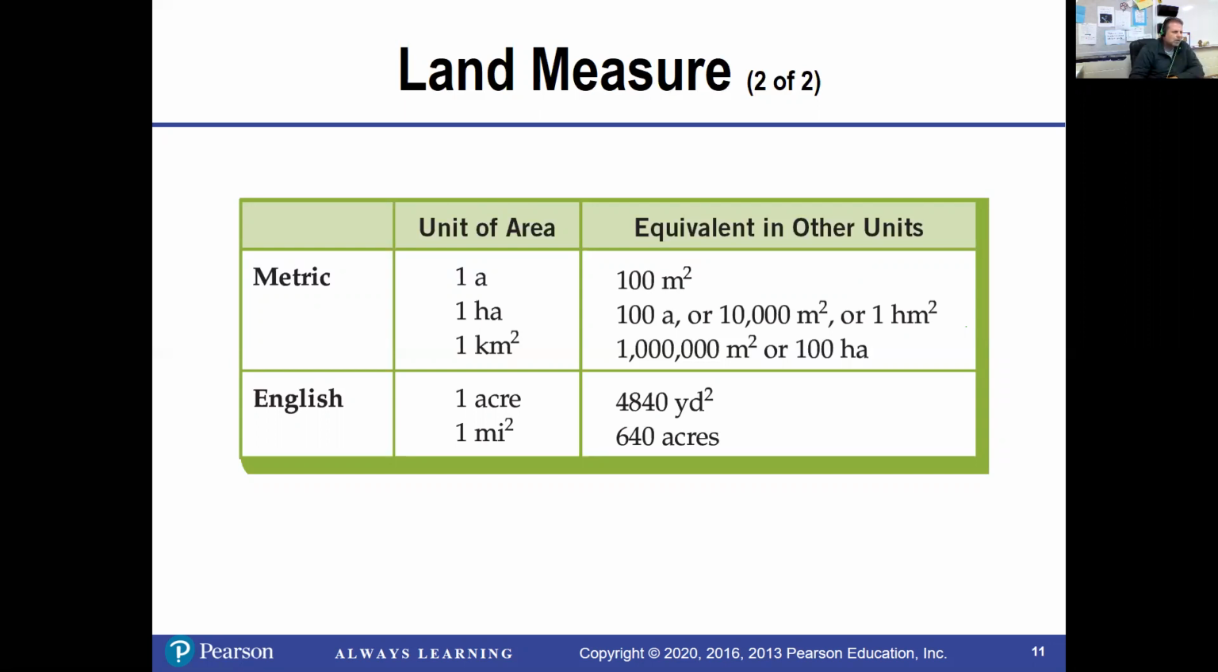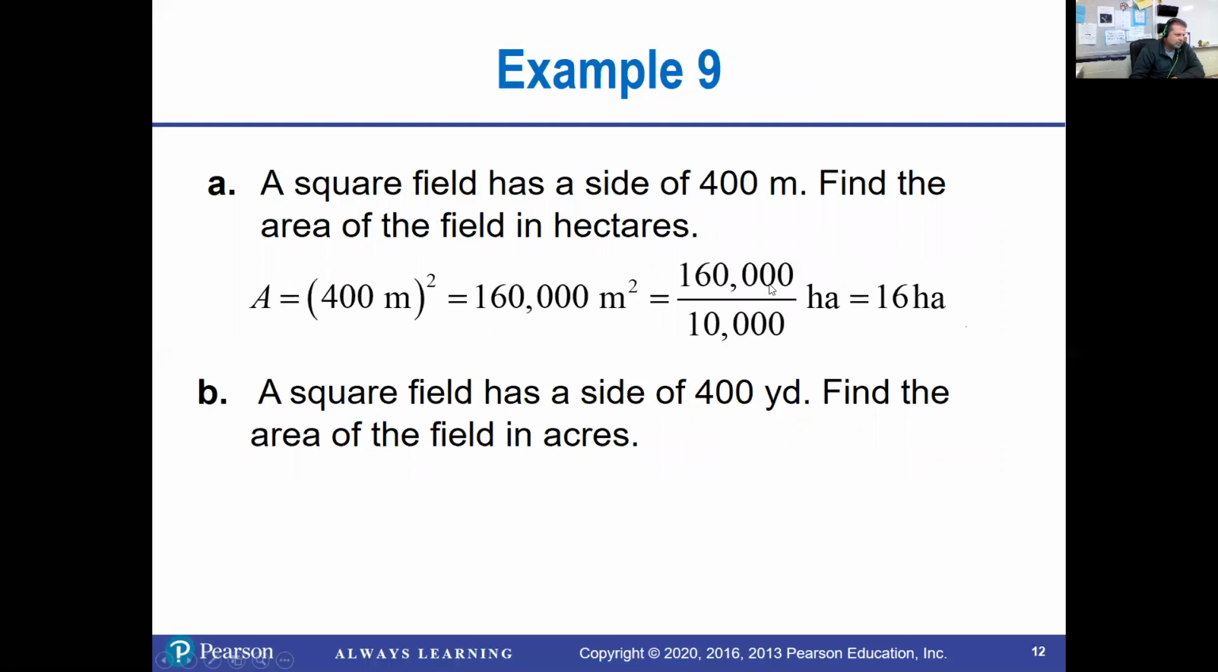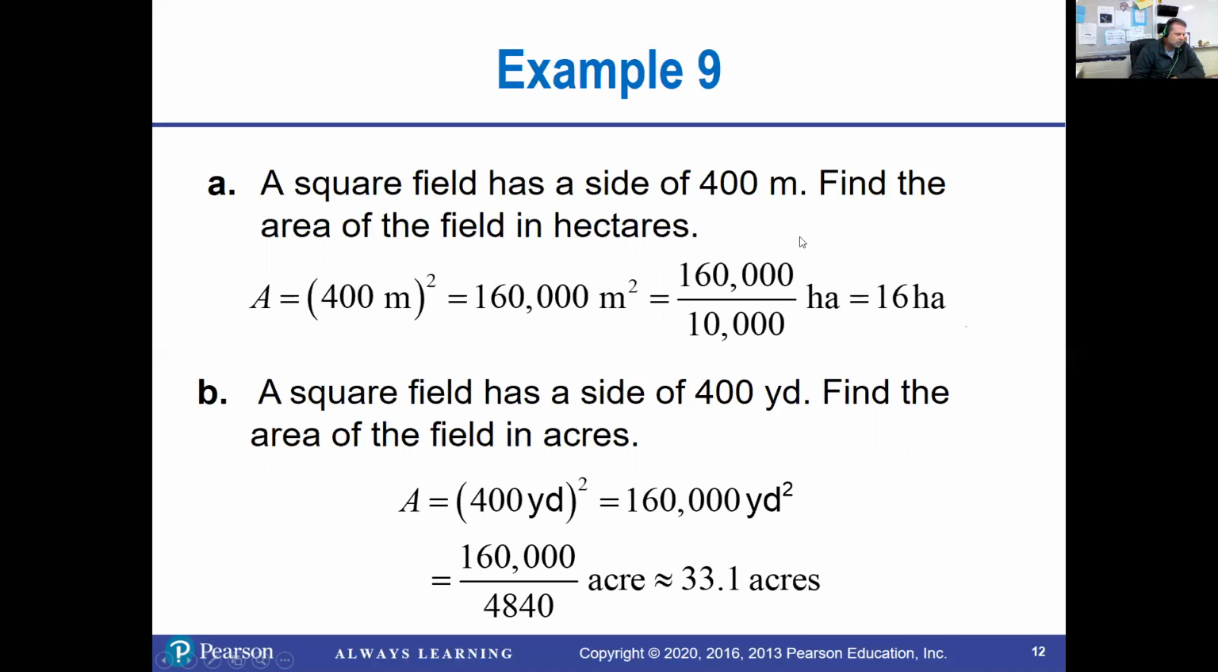Which is a weird number, but that's just what it is. Some of these, I'm not going to have you do a whole lot of these. It does help know some of them, but I'm not going to make you convert too much of that. You can look at these.